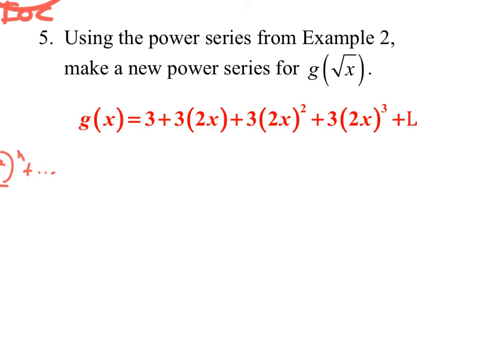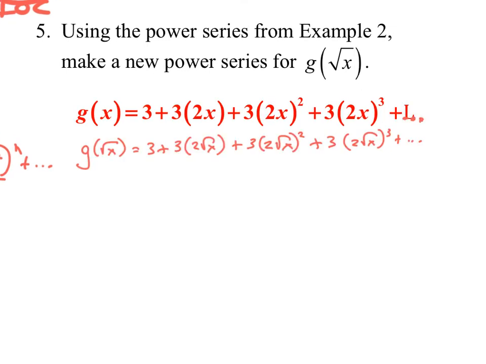Number 5, why don't you try this one? Try to make a new power series from what we had in example 2 for g of the square root of x. So pause and try it. This would be the first step, just put in square root of x. We sometimes call this chunking. Wherever we see the x, we take a new chunk, which is the square root of x, and put it in wherever we see the x. And that is chunking. Now I can simplify this a little bit and go 3 plus 6 square root of x plus, this would be a 4, so that's 12 square root of x squared.